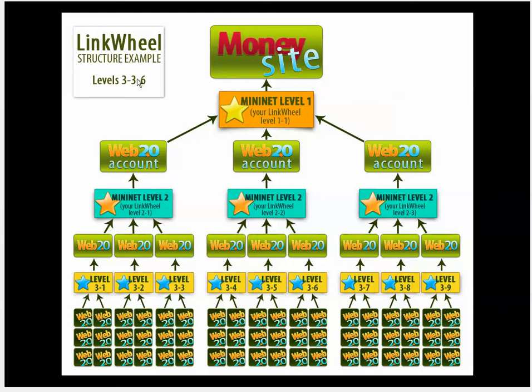And then finally on the third tier you have 6 Web 2.0 accounts, each linking to the tier 2 accounts. So if you look down here, you have 1, 2, 3, 4, 5, 6 Web 2.0 accounts linking to the tier 2, and so on. If you keep looking, you'll see there's 6 accounts here, 6 accounts here, each linking to one of those tier 2 properties.